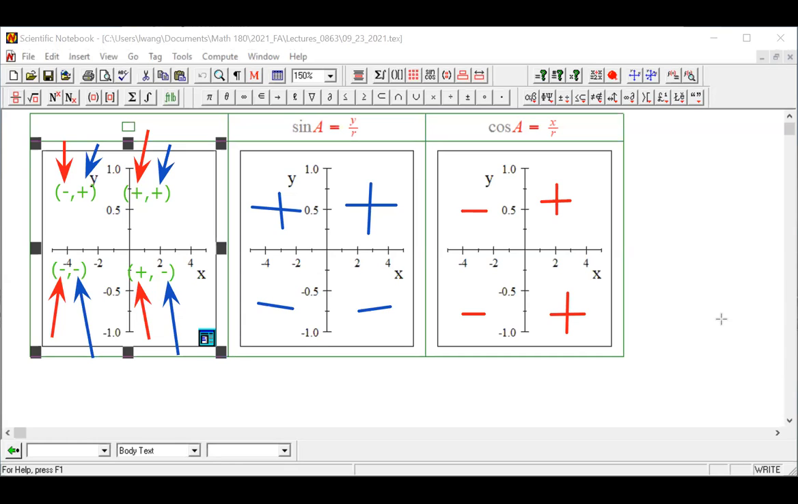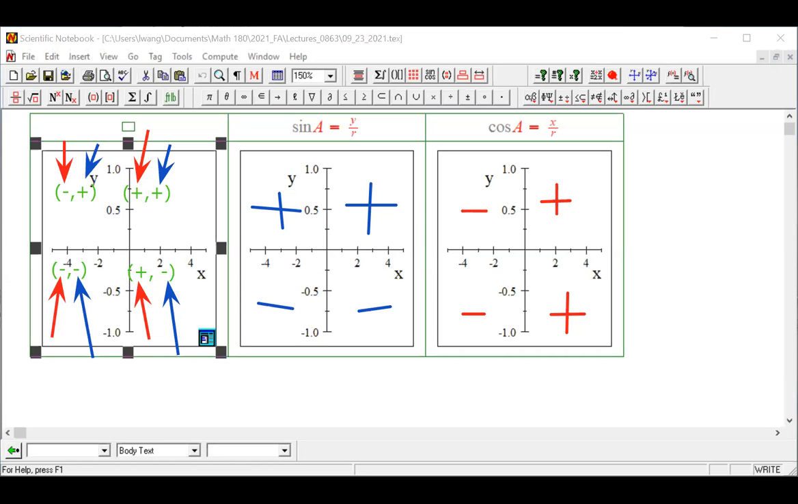How about tangent? Tangent is sine divided by cosine, right? So tangent in the first quadrant will be positive divided by positive. In the second quadrant, positive divided by negative. In the third quadrant, negative divided by negative. In the fourth quadrant, negative divided by positive. So what principle are we using? Principle number 6. You follow me?